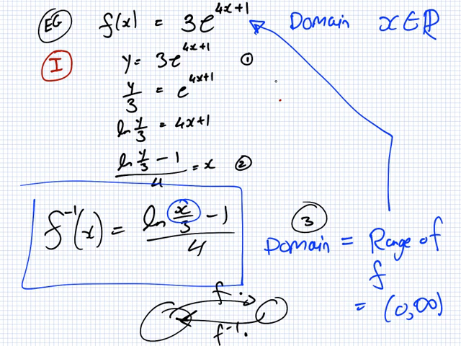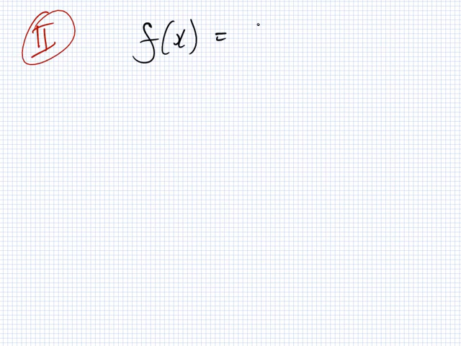Before that condition, I want to look at the other method. Can I do the second method? So the second method, let me use the same function. f(x) equals 3e to the power 4x plus 1.